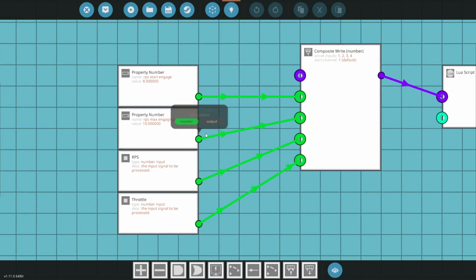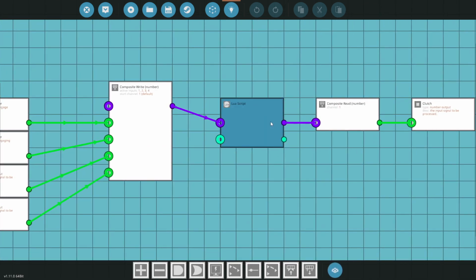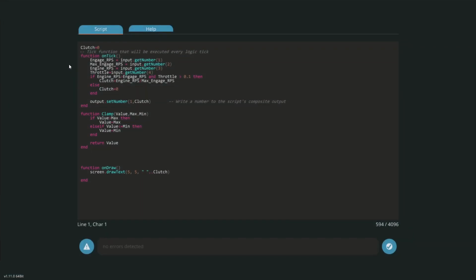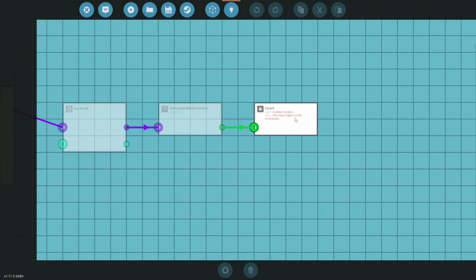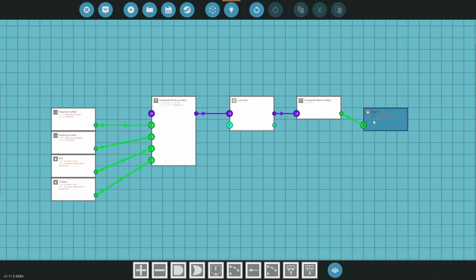So we have the RPS start engine. Okay, this is the max. And then we've got two down here, which is the RPS and the throttle going into a composite, which then goes through a Lua script. Oh my, okay. And then it comes out of the Lua script and goes into composite and then clutch. Not gonna pretend I know what is actually going on here, to be fair. So I'm just gonna leave it as it is and say, good job. This will be linked down below if anyone wants to use it.